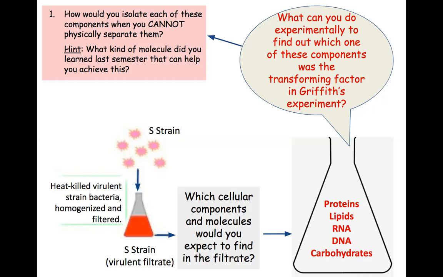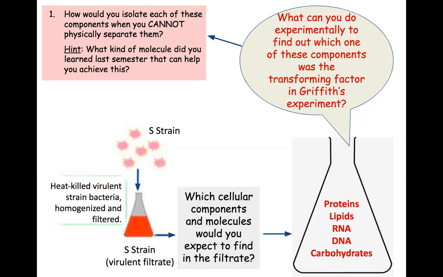So if you can't do that, can you think of a molecule that you learned last semester that can help you achieve this? Is there something you can add to this jar or to separate test tubes such that you can knock out some of these molecules, even though you can't literally physically remove them? That's question 1. Because if you can't isolate each one of them, the way you would design a good controlled experiment, then you won't know which one is causing the effect that can help explain Griffith's observations.